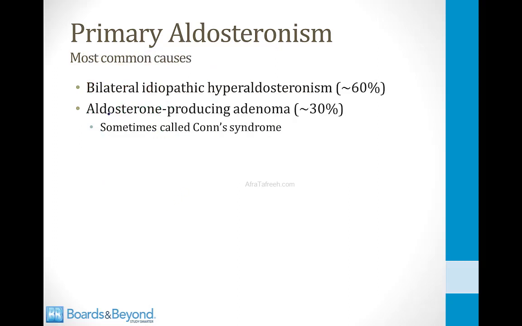This is a rare disorder, but when it does occur, the most common reason is bilateral idiopathic hyperaldosteronism. Basically, what this means is that both adrenal glands are producing too much aldosterone for unclear reasons. A less common cause is an aldosterone-producing adenoma, and this is sometimes referred to as Conn syndrome.